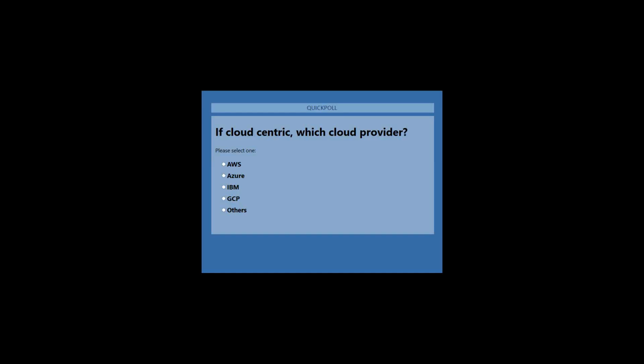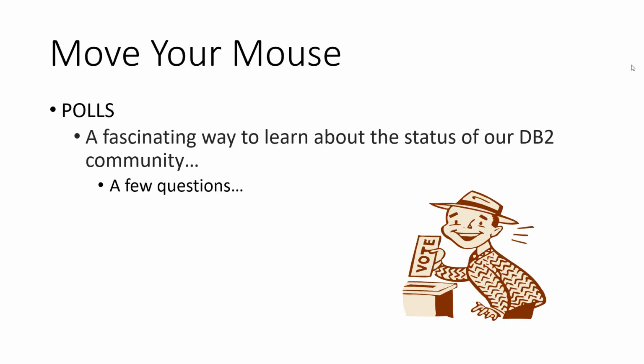If you're cloud-centric, who is your cloud provider? AWS, Azure, IBM, GCP, or others? Collecting the responses. All right, 5 more seconds to go. Closing the poll. Share the result. AWS taking 60% of the marketplace, 20% IBM, 20% GCP. Interesting. No Azure.